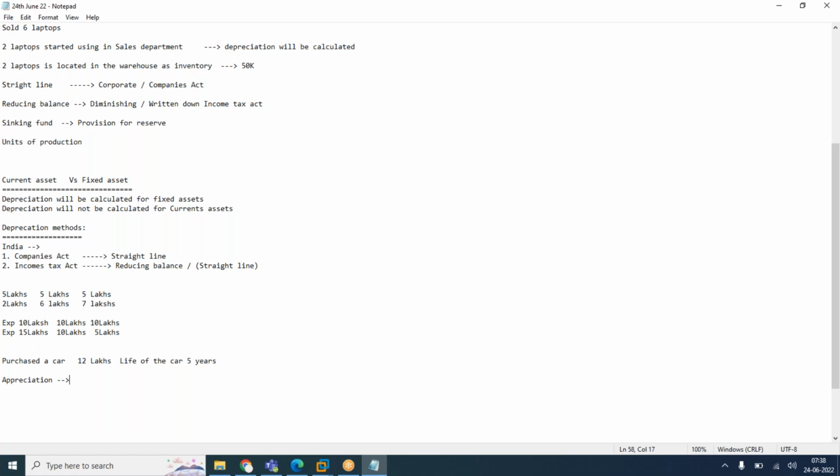Anything is available, appreciation means the value will be increased. It is not depreciated, means it is not decreased, it is increased. Any item in the world? Land. Exactly. So the land will be appreciated.